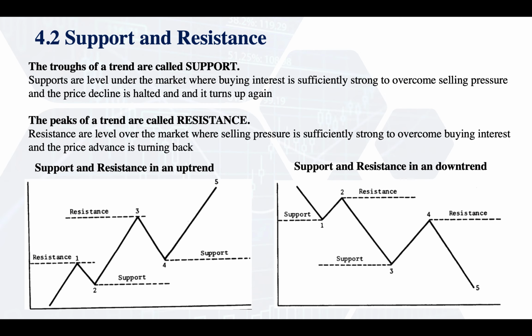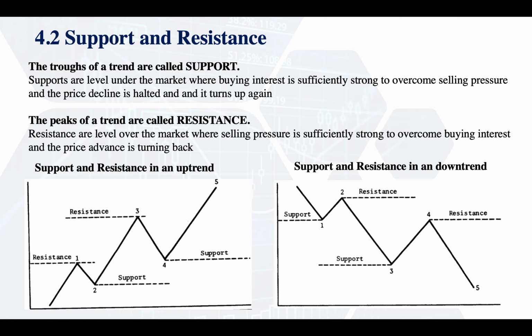And let's move on to the concept of support and resistance. Support can be defined as the bottom of a trend, while resistance can be seen as the peak of a trend. The support is where more people are buying rather than selling, while the resistance is exactly the opposite. There are more people selling and fewer people buying. This is the main concept.